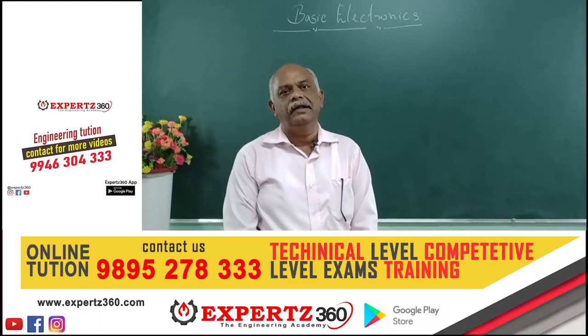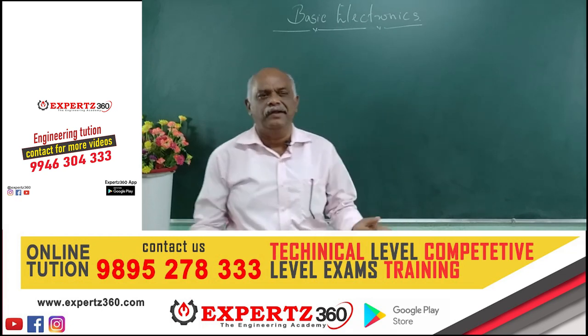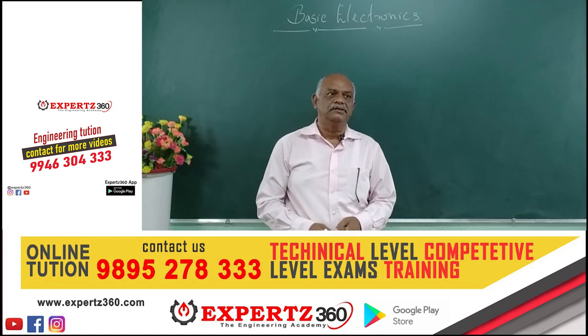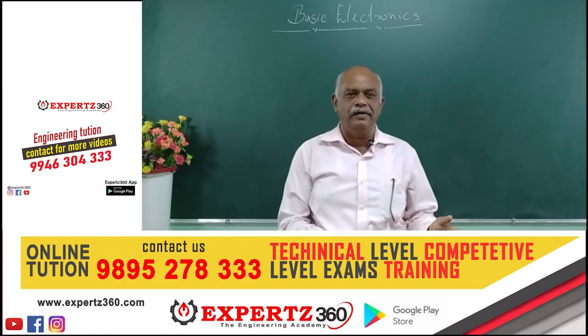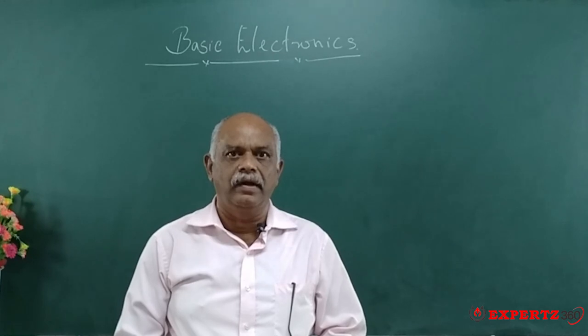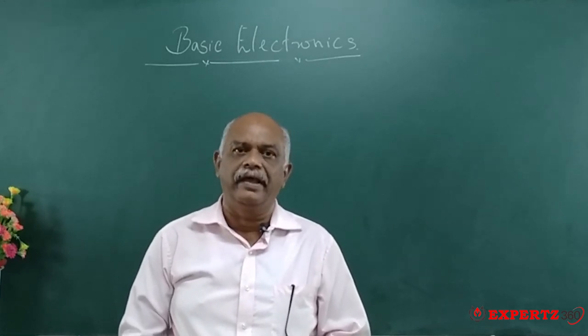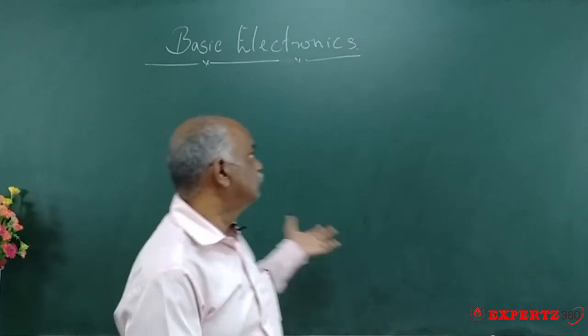So today I'll be dealing with basic electronics. I'll be starting from the beginning, that is from atomic structure itself. I'll tell you about semiconductors, and I'll define conductors, semiconductors, and insulators. Then forward bias and reverse bias of a p-n junction diode, then go for the VI characteristics of the diodes. So I'll be dealing with such portions over here.